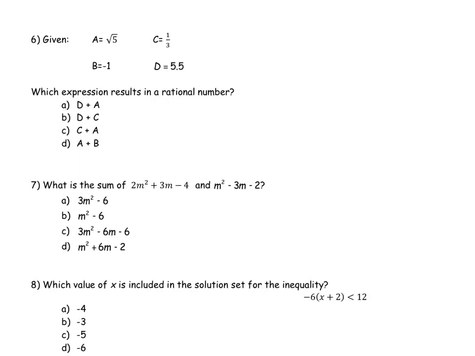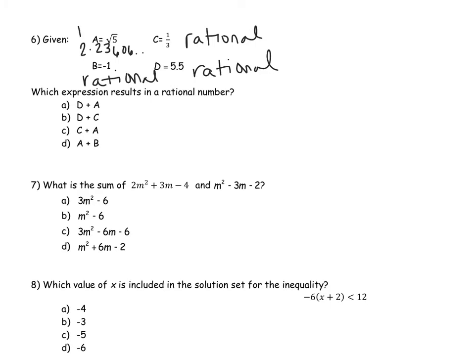All right. We're given 4 different numbers. A is radical 5, B is -1, C is 1/3, and D is 5.5. Now it is important to notice, okay? The square root of 5, if you put that in your calculator, you're going to get a not nice number, something like 2.23606, keeps going. Now 1/3 is rational. 5.5 is a terminating decimal, which is rational. And the -1, of course, is an integer, so it's rational. The only thing that's irrational is the square root of 5.